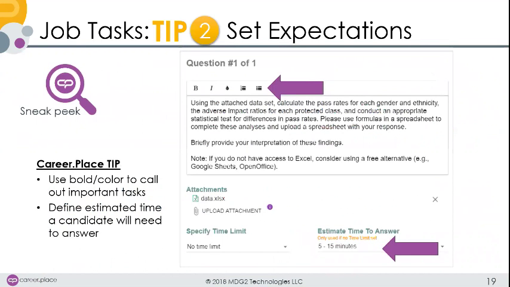Now we want to give you a sneak peek of the career.place app and how you can set expectations within there. Not only can you use formatting to highlight things you want to point out to the candidate, but you can also set time estimates for how long you would expect their answer to take them to do.